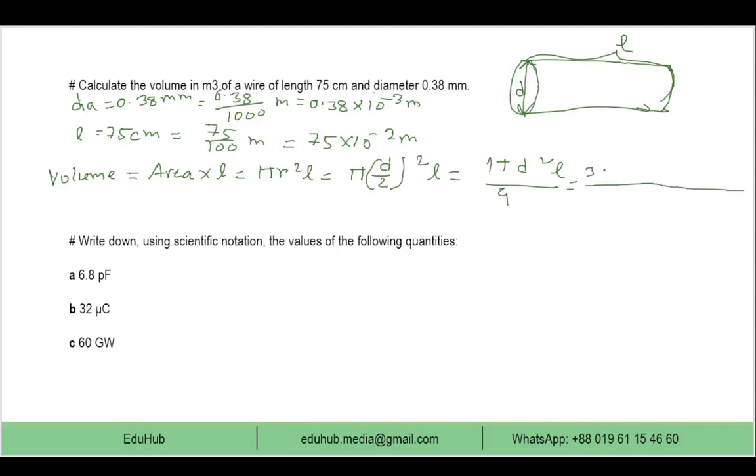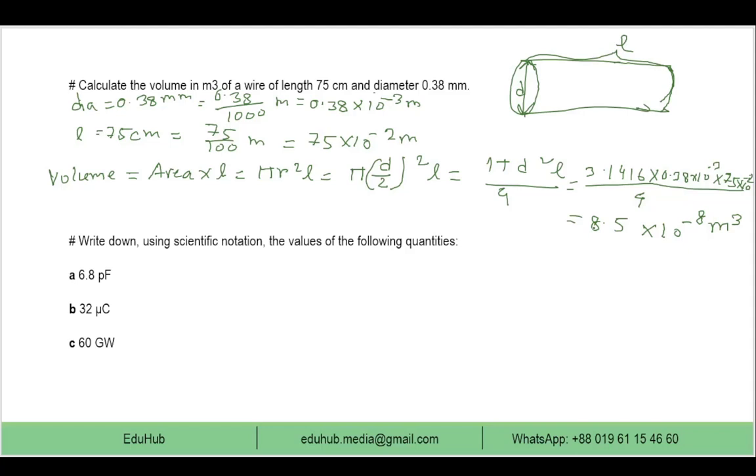If we write all the values, pi is 3.1416, d means 0.38 into 10 to the power minus 3, into L means 75 into 10 to the power minus 2, by 4. The result will be 8.5 into 10 to the power minus 8 meter cube. So this is the result. Hope all of you understand.